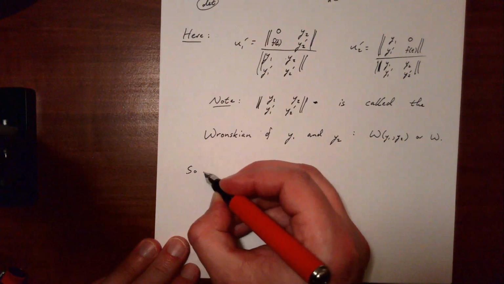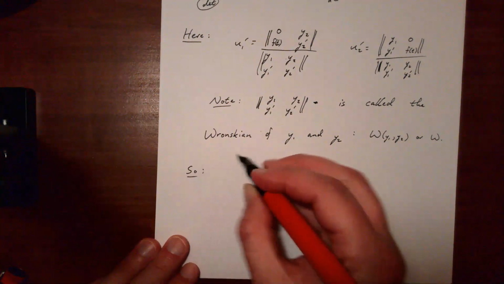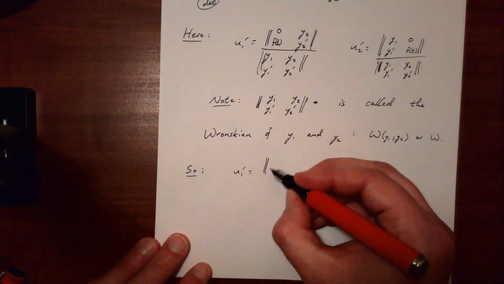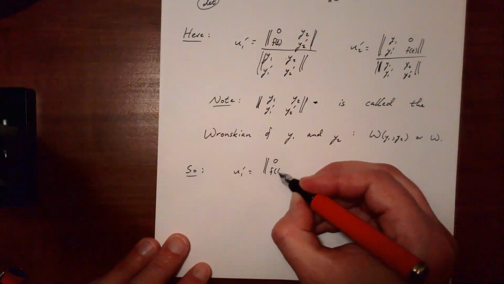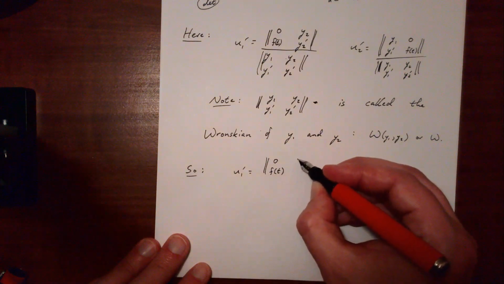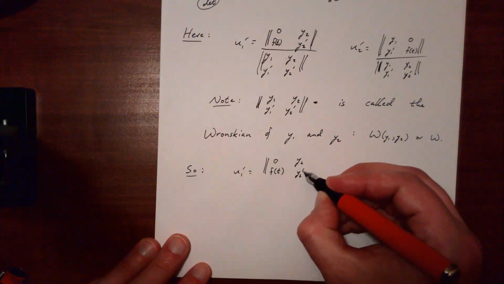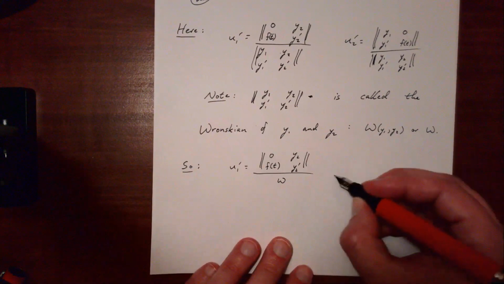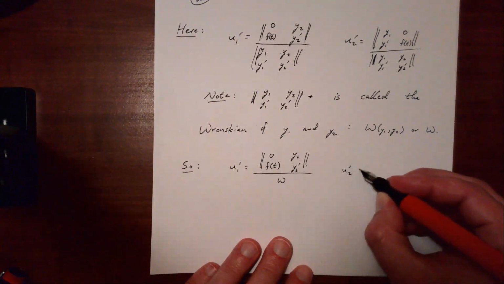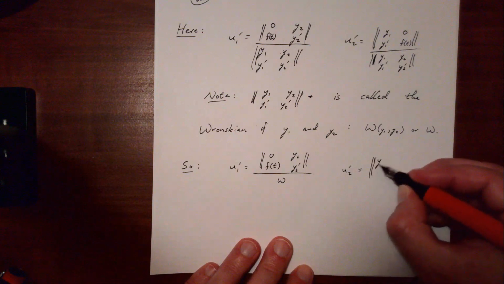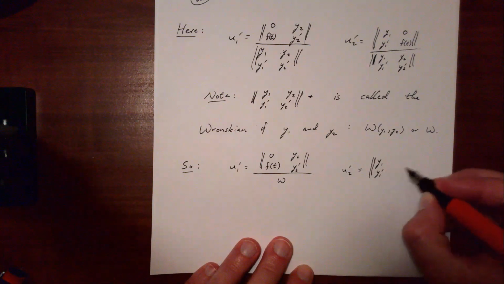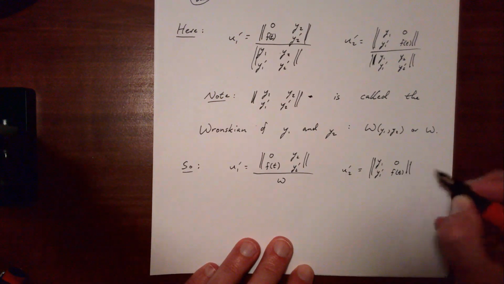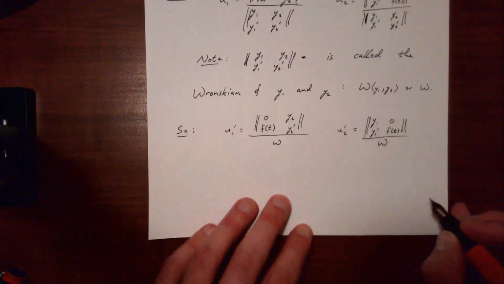u1 prime is just going to equal, and here in a second we'll actually calculate this determinant, 0, f of t, y2 prime, over W, and u2 prime is equal to y1 prime, 0, f of t, divided by, once again, this Wronskian.